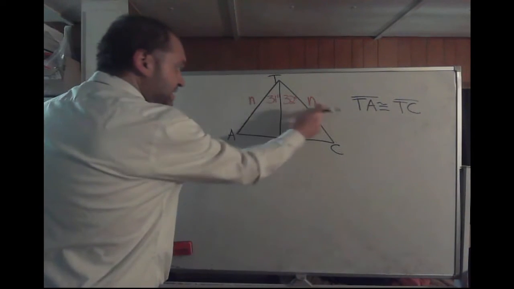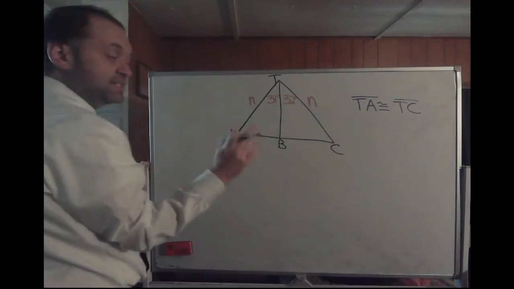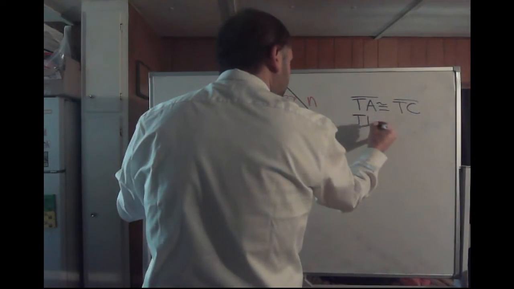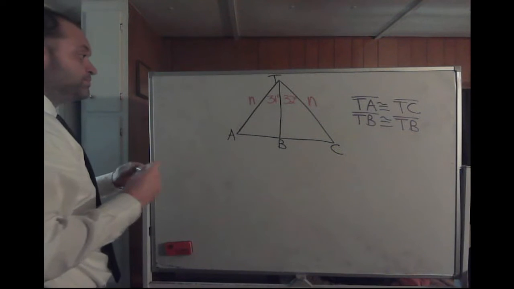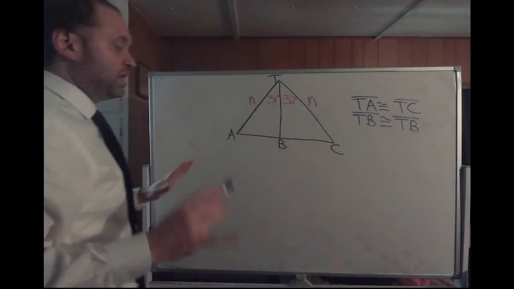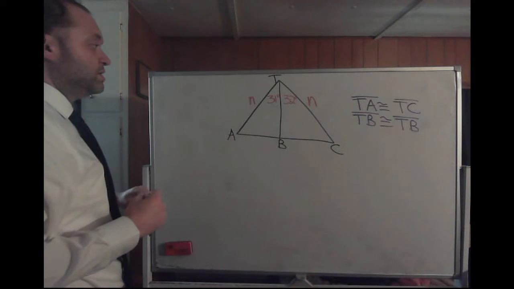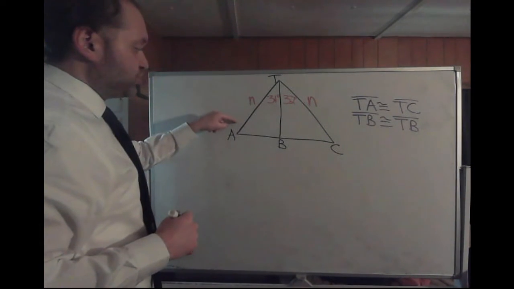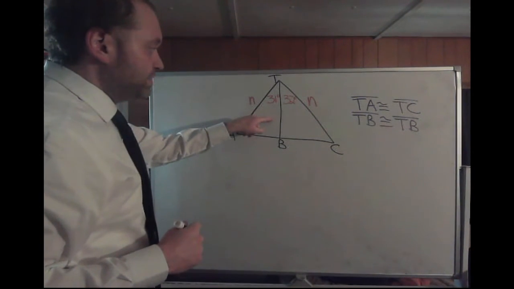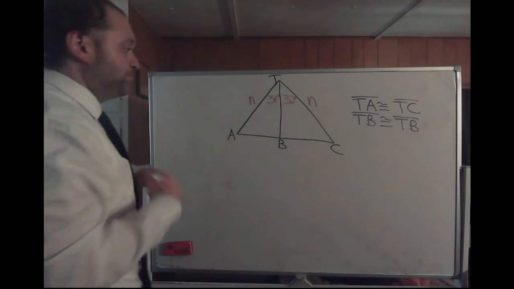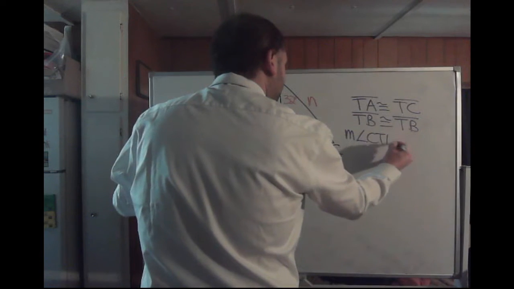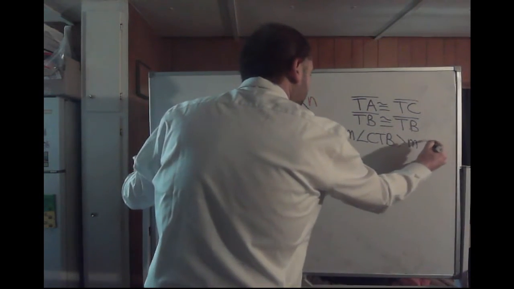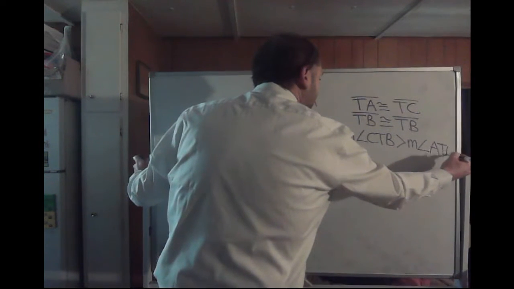So we have a side congruent in each, and actually we have a second side since both triangles share side TB. TB is obviously congruent to TB by the reflexive property since both triangles share that same side. So we have two congruent sides in each triangle. But here's one thing. In the first triangle, angle ATB is smaller than angle CTB. In other words, the measure of angle CTB is greater than the measure of angle ATB. Right?